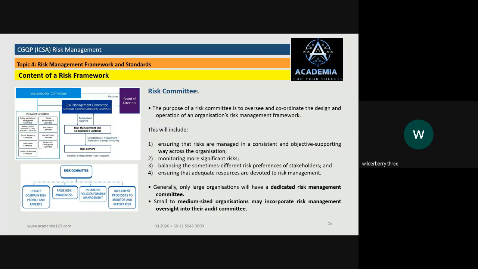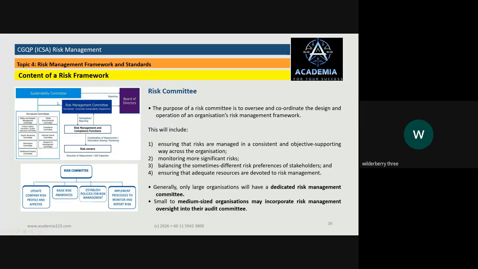Risk management is also in charge that enough resources are available. You cannot do risk management if you don't have enough resources, because this is not just a job in between your break or whatsoever. It's really a full-time job. So therefore, you need to have human resources. You also have IT resources necessary to carry out proper risk management. Small to medium-sized organizations may incorporate risk management oversight into their audit committees, but of course if they don't have a risk committee, it's also acceptable.